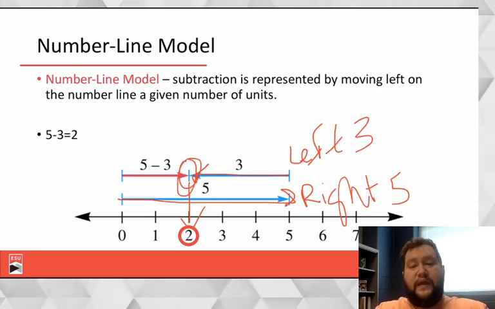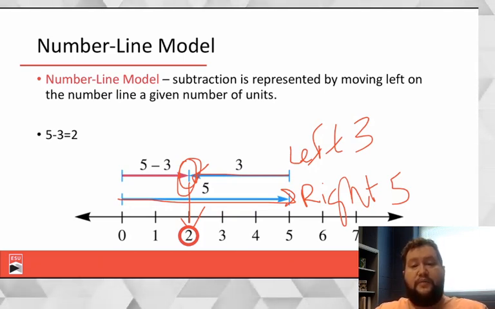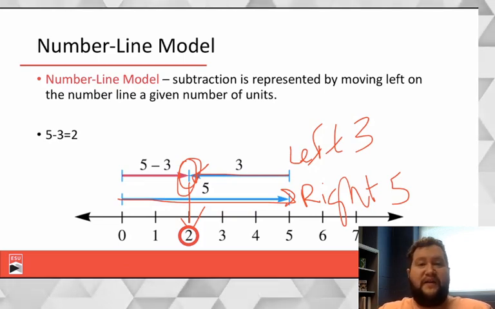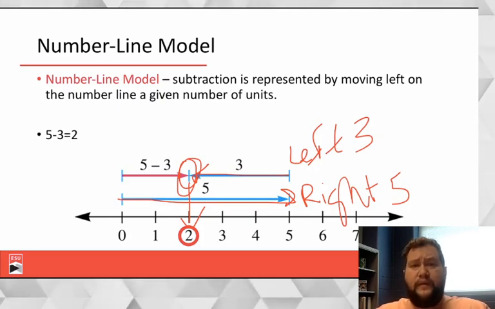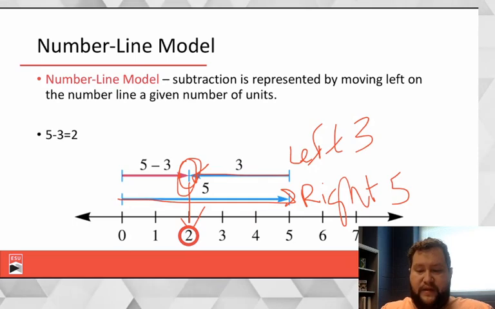So 5 minus 3 is 2, because when we move to the right 5 and then left 3, we get to 2. It's really important that we remember this left and right orientation, because once we get to working with negative numbers, a few videos from now, we're going to be looking at this notion of left and right. The notion of the opposite, a negative number, is going to really hinge on this idea of left. Just to foreshadow what's coming.